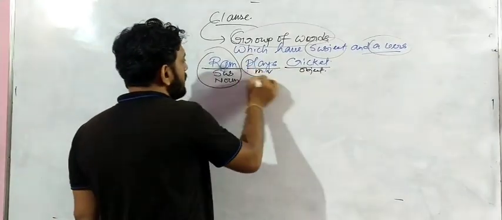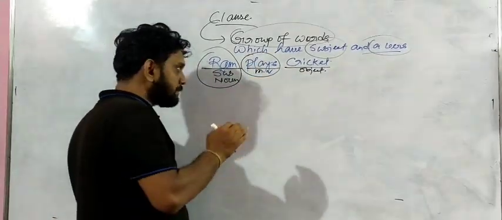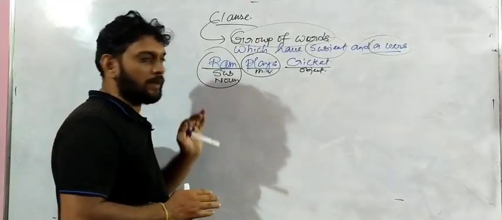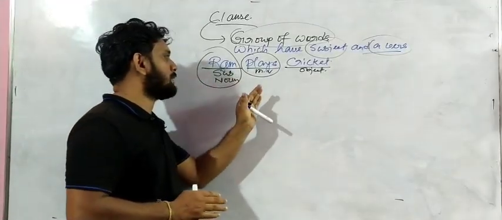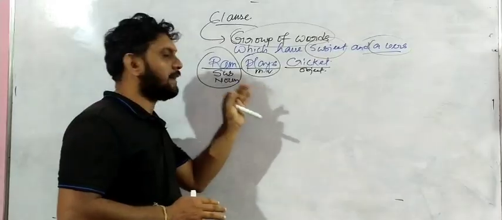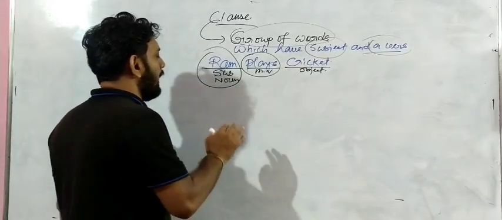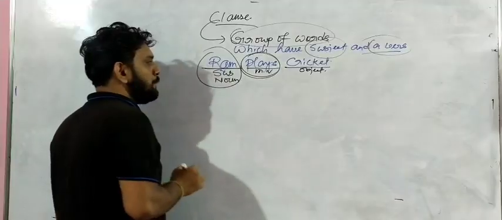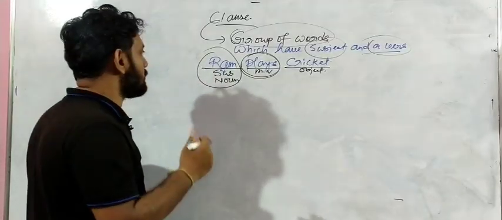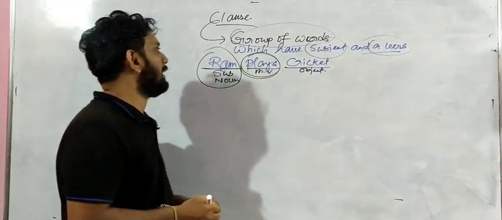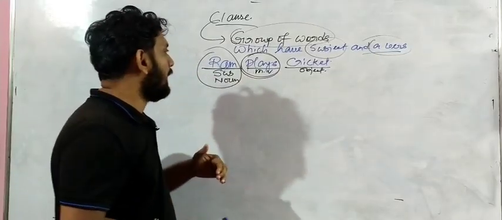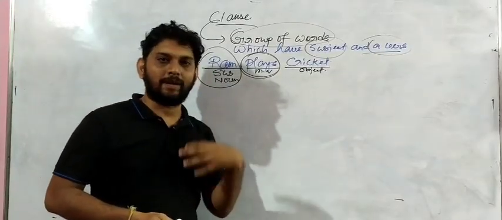The second step is to check whether this sentence has a main verb or not. Yes, this sentence also has a main verb. You have seen plays is the main verb there. Yes or no? So Ram plays cricket, we can call it a clause. What? A clause.